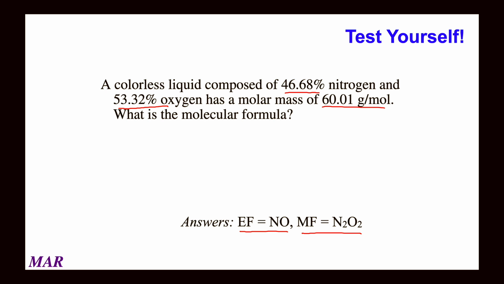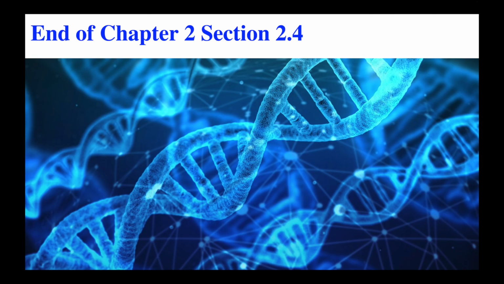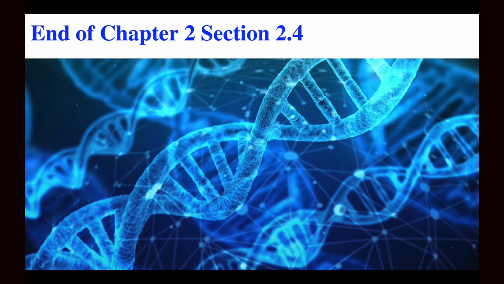If you would send me a screenshot of the work you've done so far via email, I can look it over and try and figure out what's going on. But if you did get it, pat yourself on the back. This is cool. Okay, that's it for Chapter 2, Section 2.4's lecture. You can see how a chemical formula has a lot of information that people don't usually think about right away.